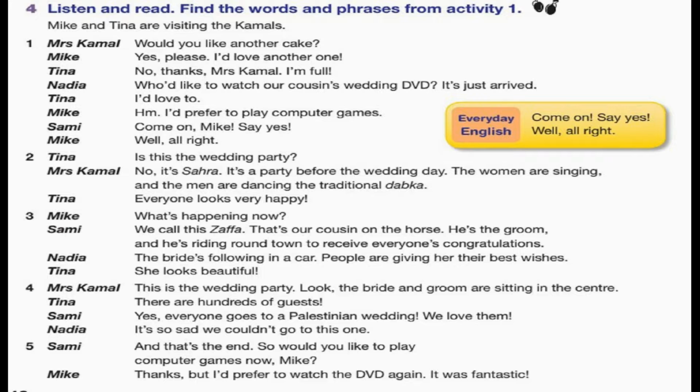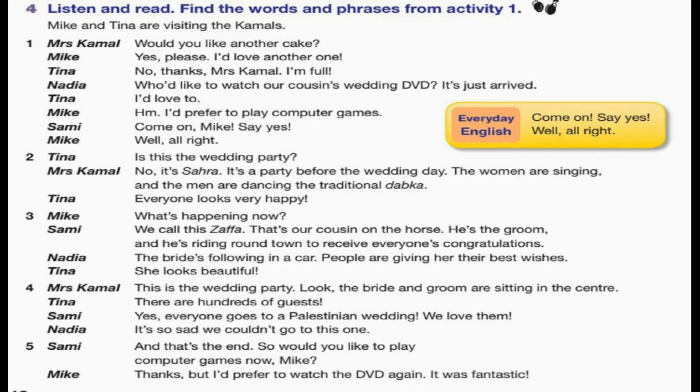2. Is this the wedding party? No, it's Sahra. It's a party before the wedding day. The women are singing and the men are dancing the traditional dabka. Everyone looks very happy.